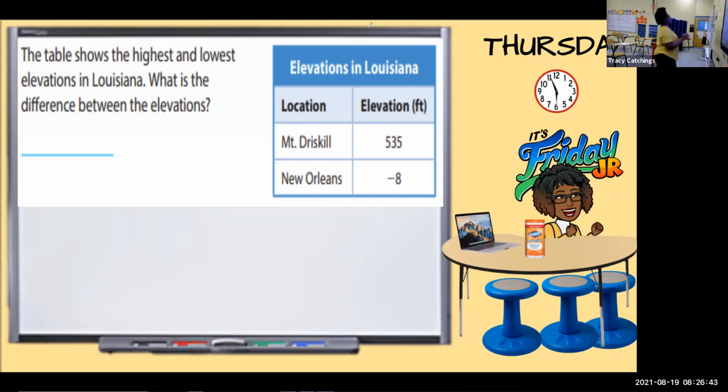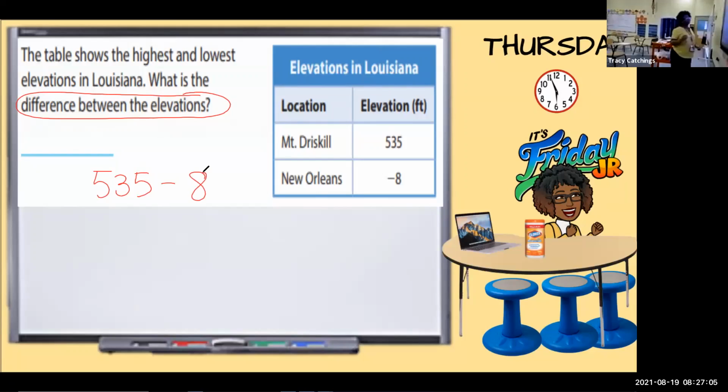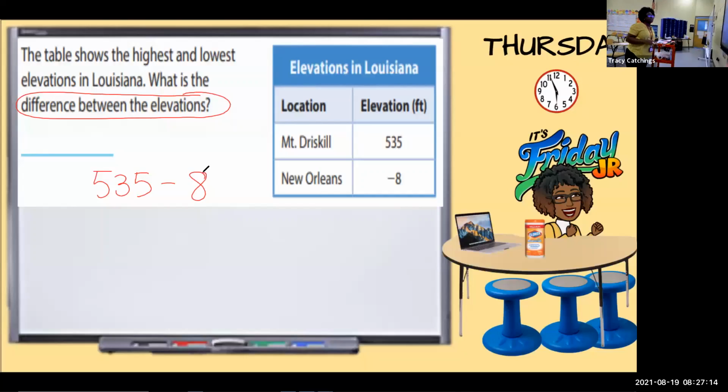Was anyone able to write an expression for the difference between the elevations? $535 minus 8. All right, did anybody have a different expression? No. All right, now let's stop and see. They said difference. We know difference goes with what operation? Subtract. Good job, that's subtract.